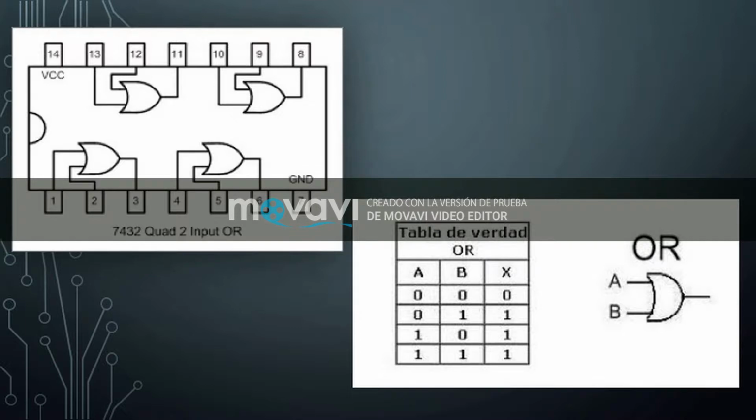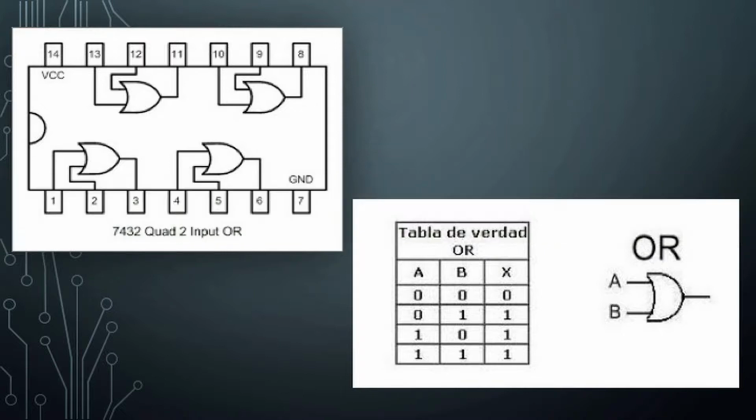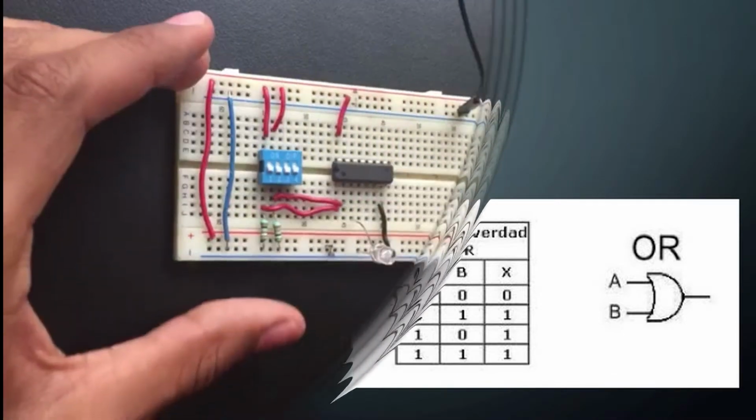In the other picture is a microchip with the number 7432, and it has 4 outputs and 8 inputs that we can use in our practice.